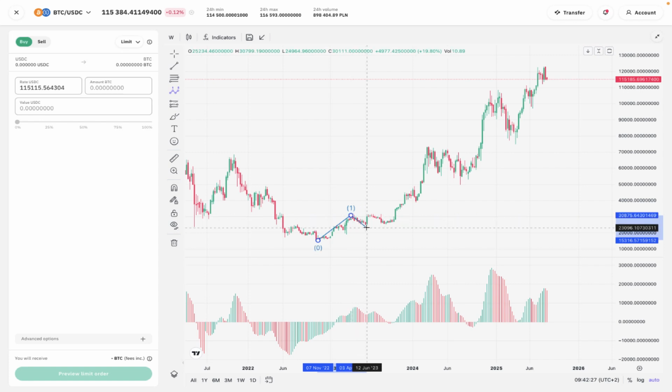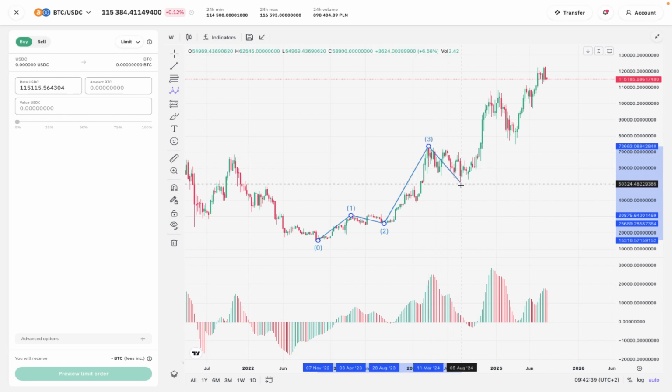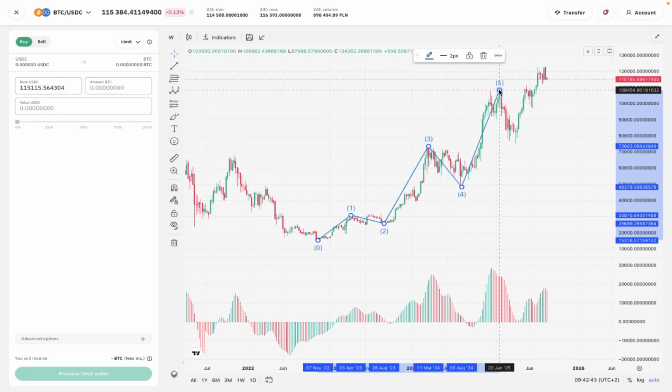The wave 2 might be here, but it might be a little bit bigger correction with the low here. Now the wave 3 top is perfectly clear to be here. Wave 4 correction is completed, and the last wave to the upside is here.